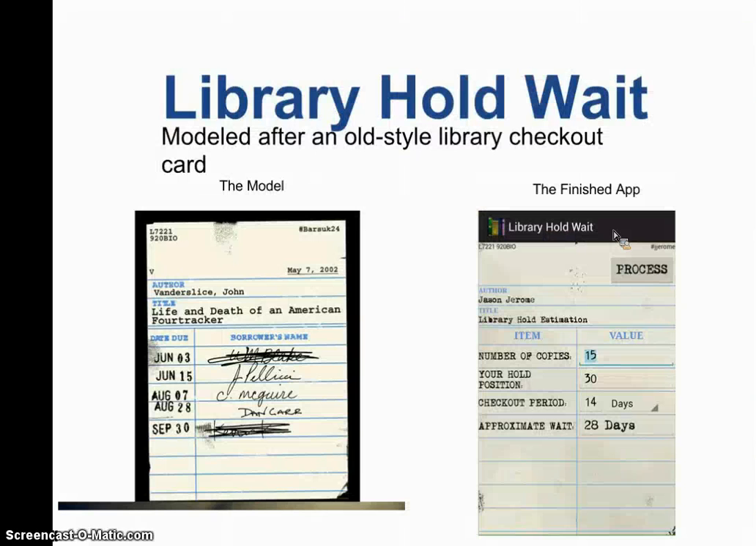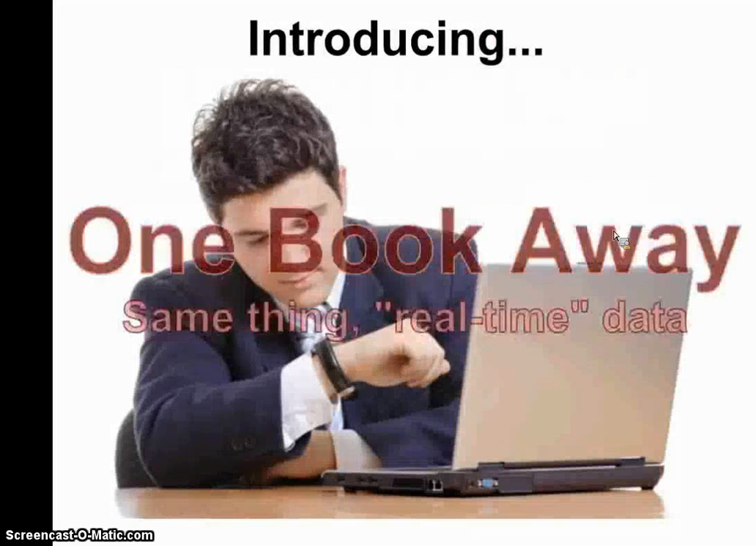We made it. So in my first class, I had this library app, and what you basically did was, when you were waiting for something at the library, you would enter how many copies the library had and where you were in line, and then it would just calculate how many days you had to wait. This time around, I have One Book Away, which is the same thing, but with some real-time data, which I get from the library. That's awesome. So we'll just go through the walkthrough.